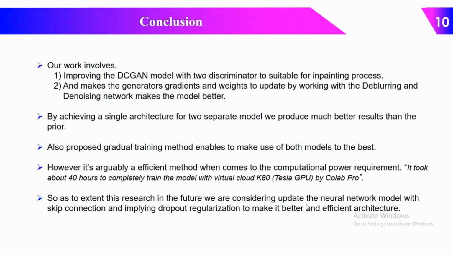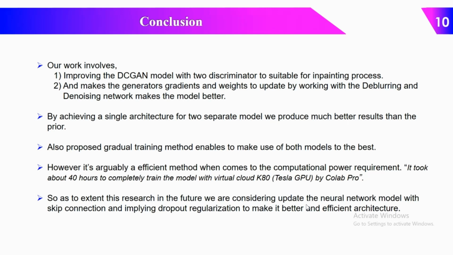So these are the conclusions. In our work, we have improved the deep convolutional GAN model with two different discriminators, one local and one global, suitable for this inpainting process, and it makes the generator gradients and weights update by working with the deblurring and denoising network. So we have combined two different models into a single architecture to get better results than the previously done models. We have also proposed a gradual training method in our model, which also gave some better results.